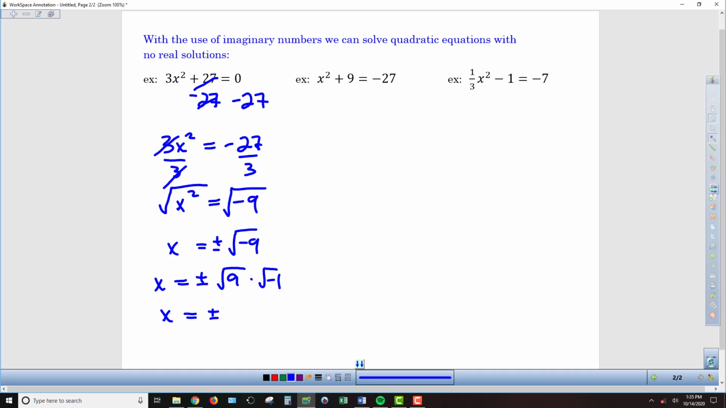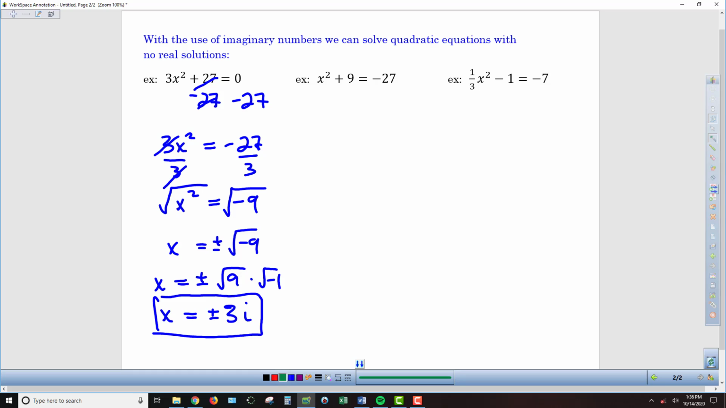So I've got plus or minus square root of 9. We can take that square root, it's just 3. And then the root -1 is going to be changed to i. So our answer is plus or minus, we can clean that up a little bit, 3i. So we've got two answers, just like we almost always get on these x squared problems. It's just in this case, they both happen to be imaginary.